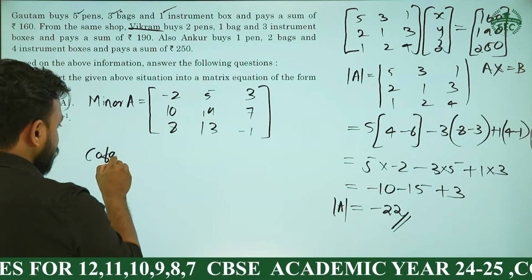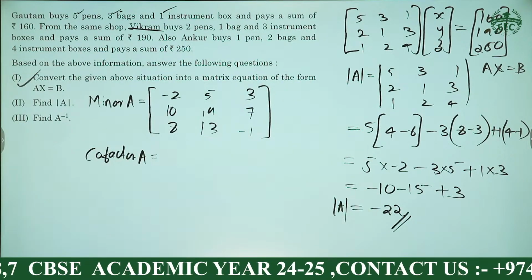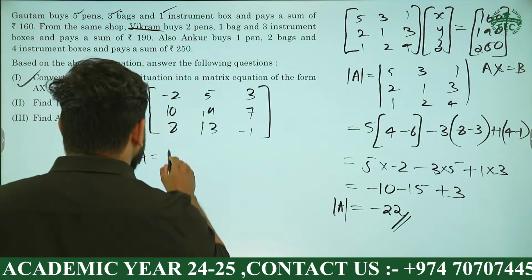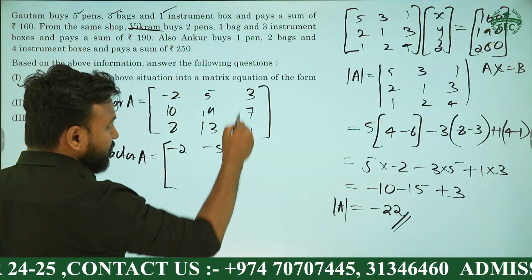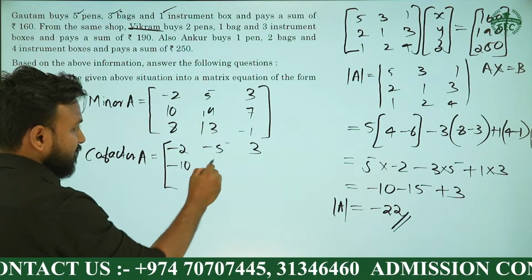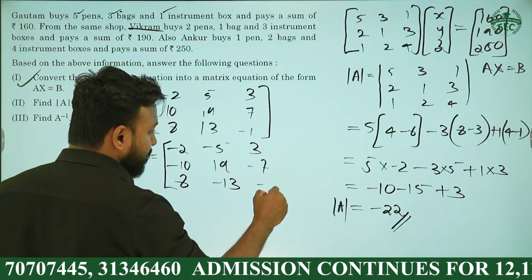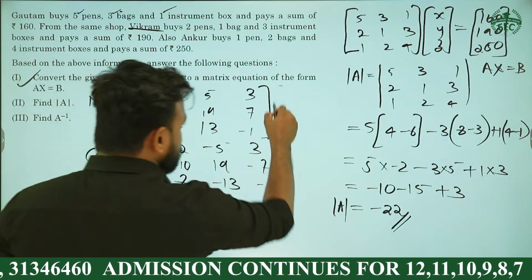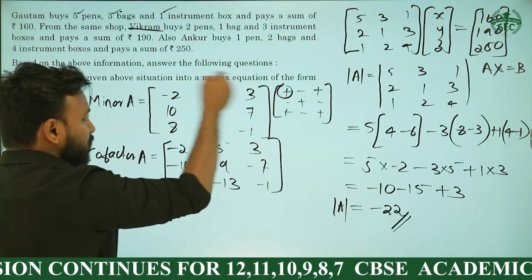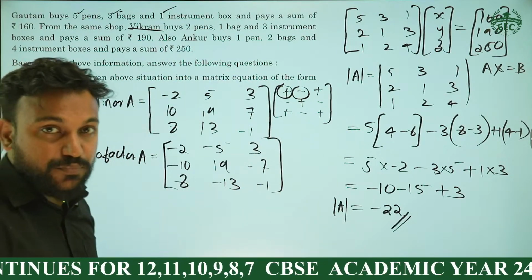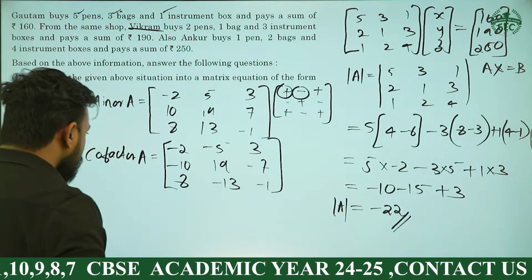And what about the cofactor? Cofactor of A, one minute guys. Then cofactor of A: this is minus 2, this becomes minus 5, this becomes plus 3, this becomes minus 10, 19, minus 7, 8, minus 13, and minus 1. I think you remember that the signs are plus, minus, plus, minus, plus, minus, plus, minus, plus. You have to multiply the corresponding elements with the corresponding sign. Okay, did you get it? Then this is our cofactor.